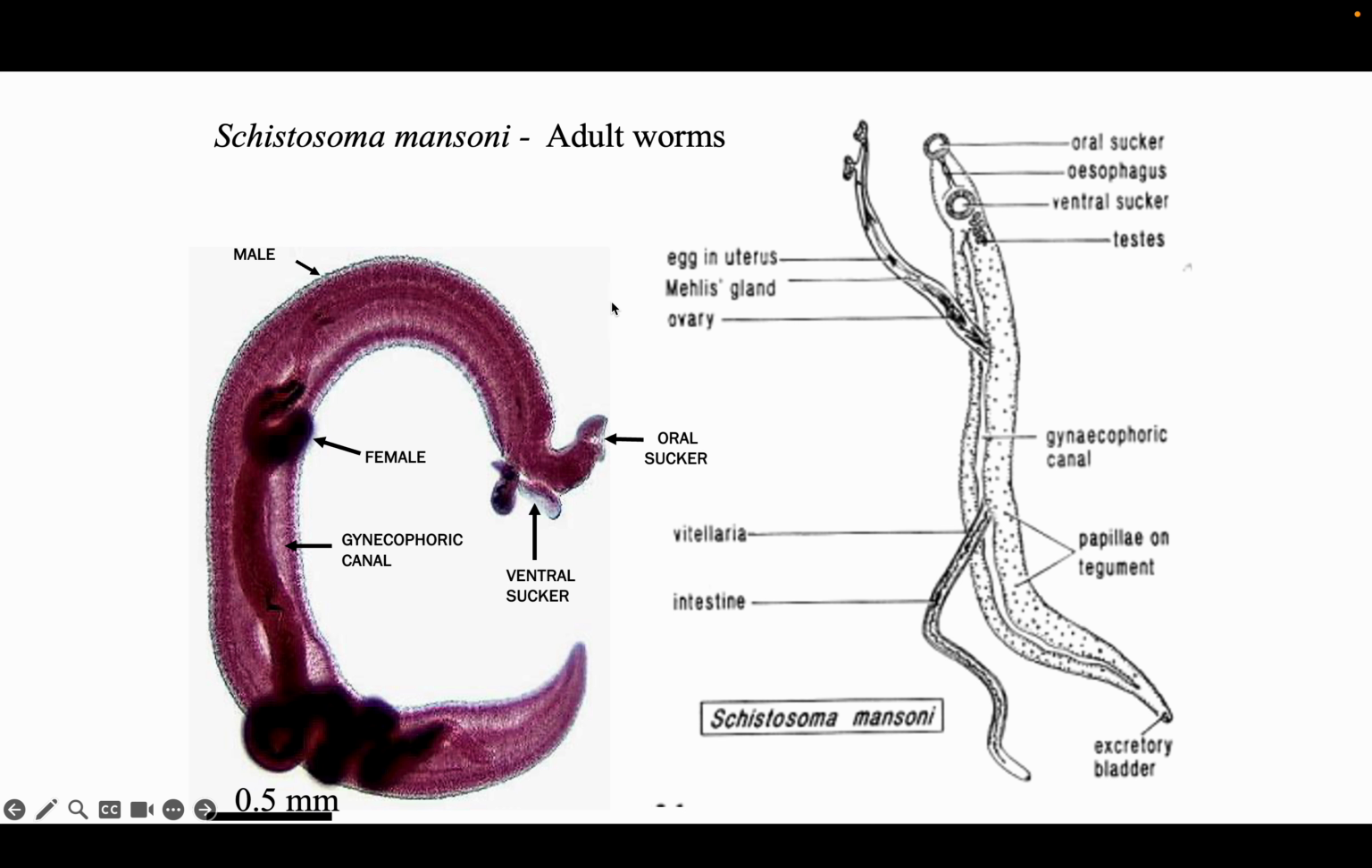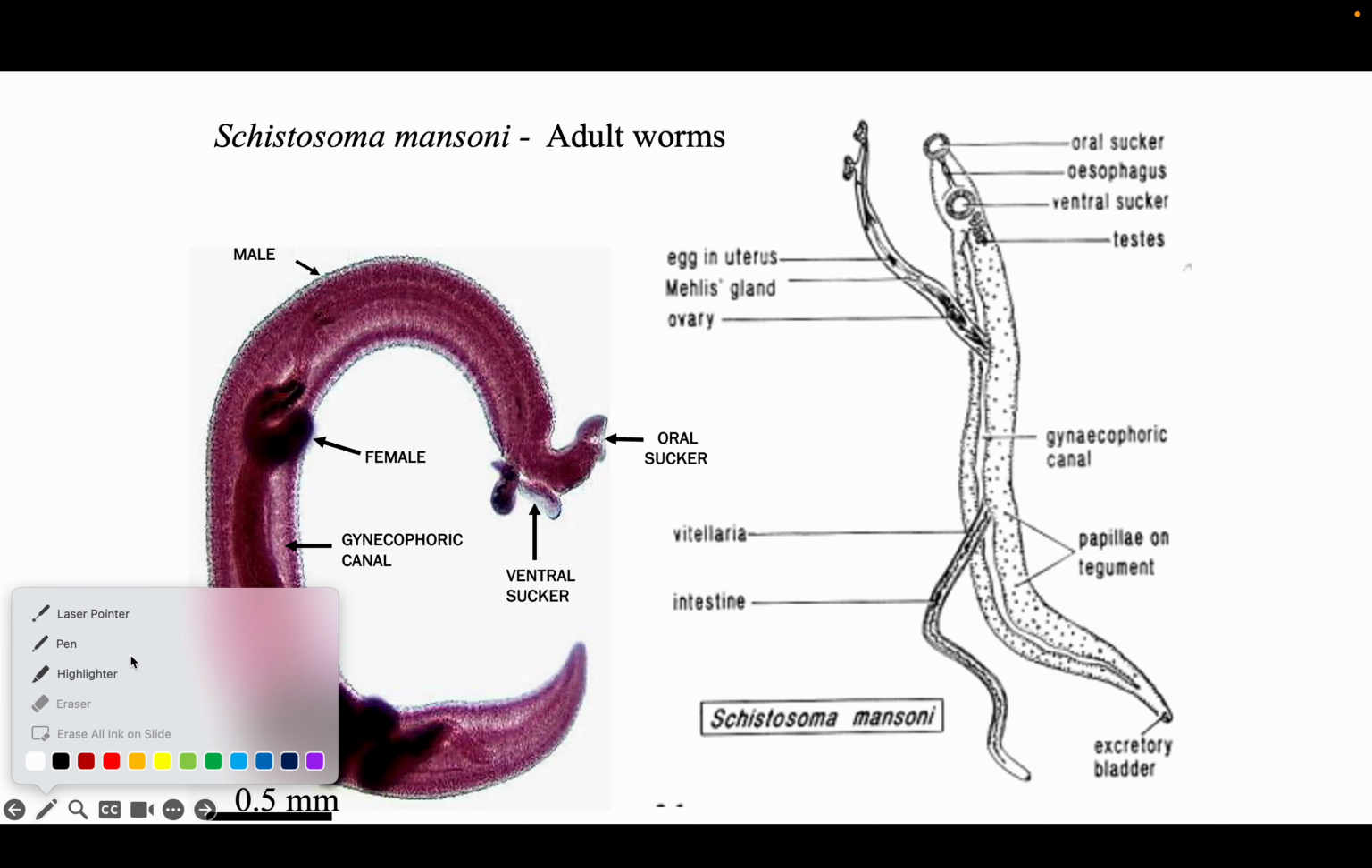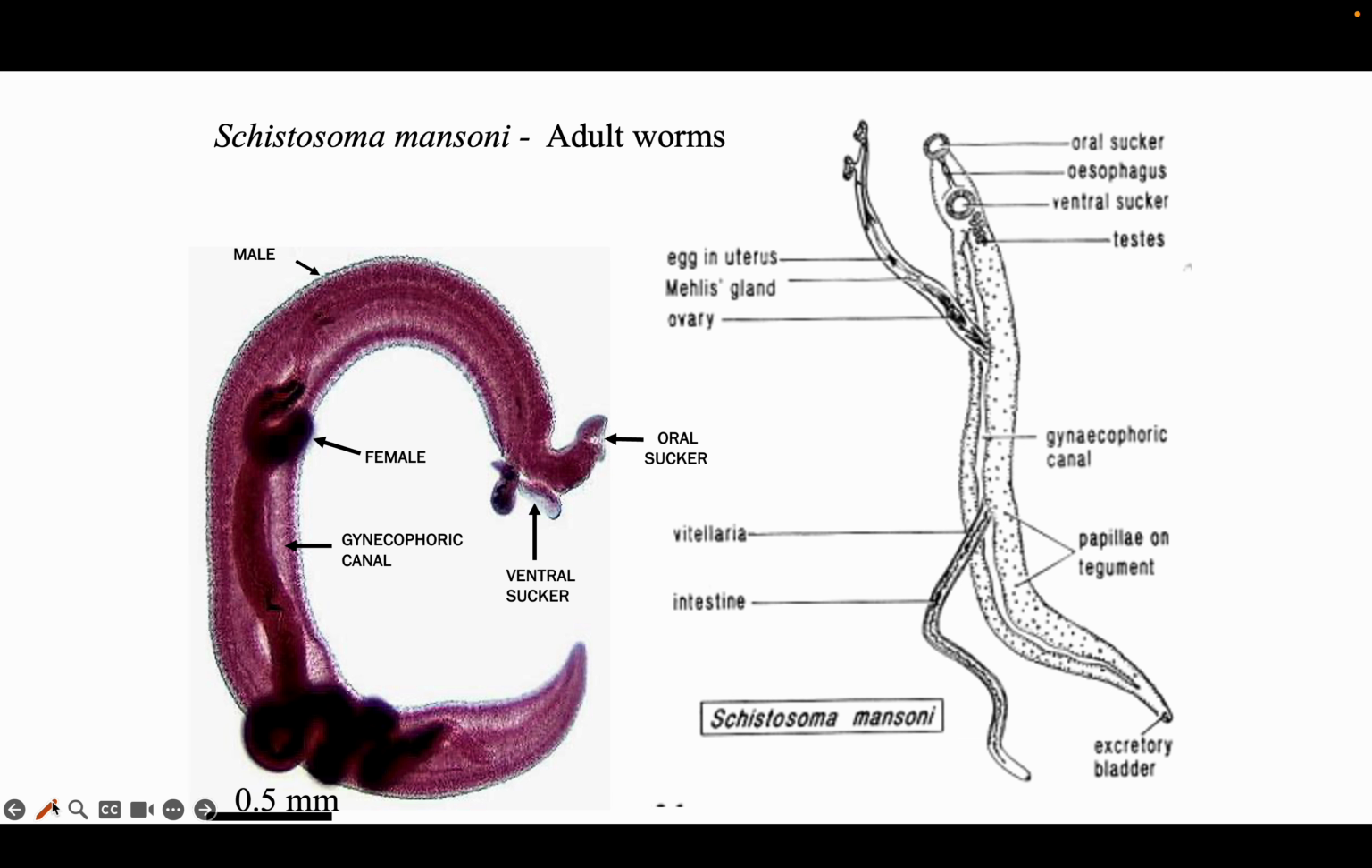So when we stain them, they look like this. Let's see if I have a pen or a highlighter. Okay, so you can see the bigger male, where the female individual is actually found in its gynecophoric or gynecophoral canal.